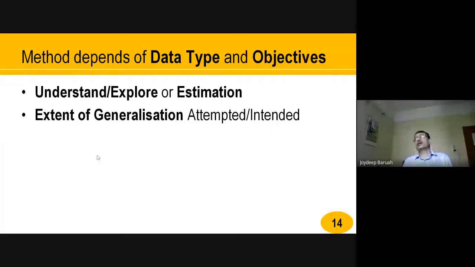Therefore, there will be two broad approaches of data collection. One, where you will try to understand only, explore only, and you do not want to estimate. Or you can try to estimate certain things based on your study, and when you have estimation, you also try to generalize. So these are the two things: what is the basic purpose, whether it is only about understanding and exploring and not about generalization, or also about generalization, for which you will require estimation. These are the two extremely important criteria for deciding the methods of data collection.